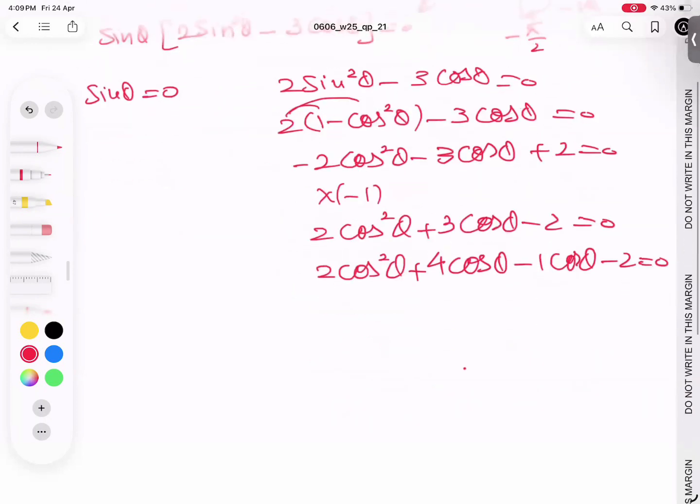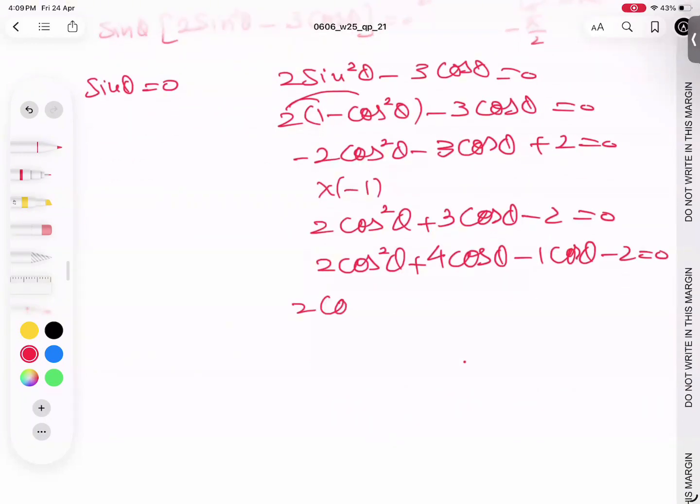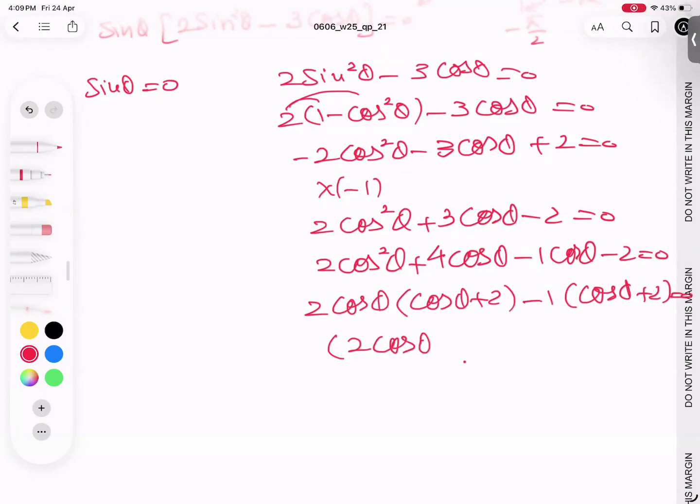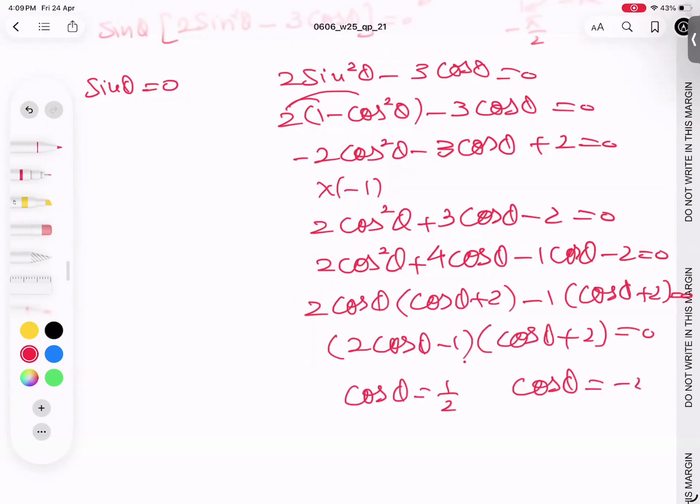From here, what is common? 2 cos common. I'm getting cos theta plus 2, and negative 1 common, so cos theta plus 2. So I'm getting 2 cos theta minus 1 and cos theta plus 2 equals 0. So cos theta is equal to 1 over 2. Cos theta is equal to negative 2. So this part is very clear, students.